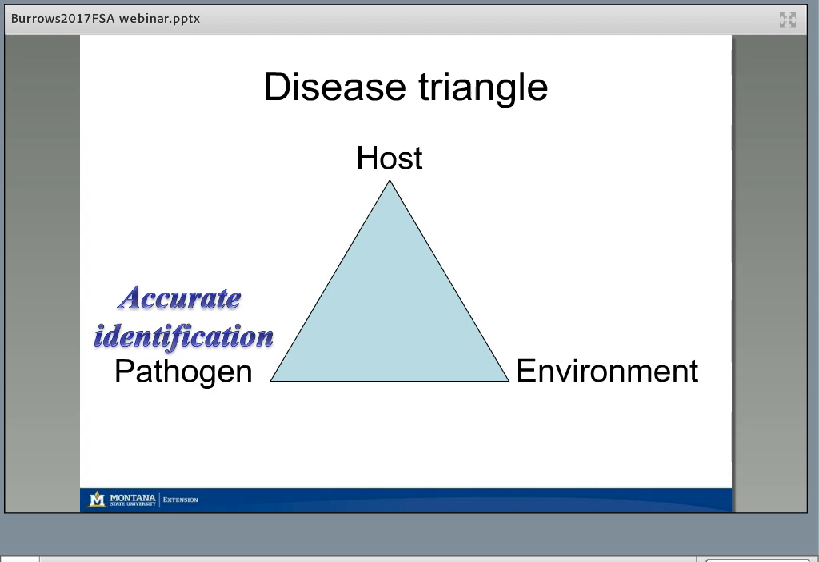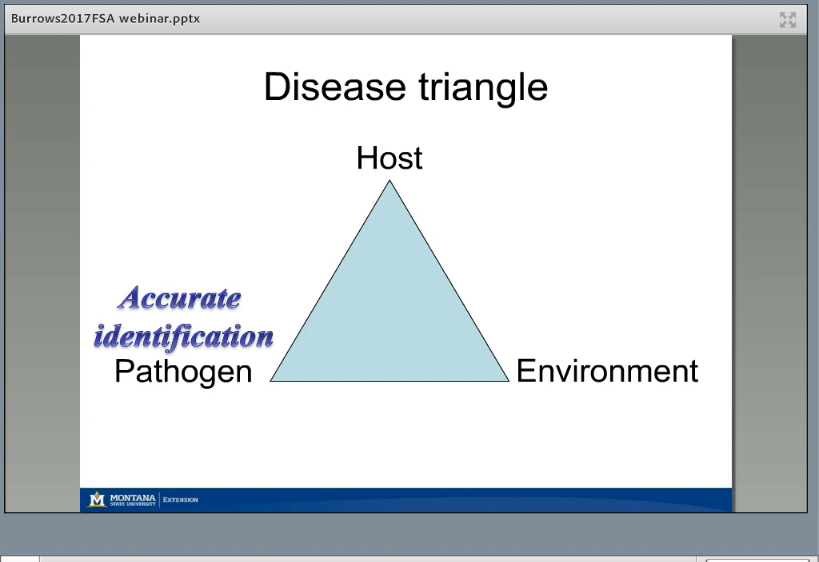So the host is obviously the plant that gets infected by the disease. The pathogen is the organism that infects the plant. So you obviously have to have a pathogen present in order to have a disease. And then the environment is the favorable environment. And so based on what disease it is, what weather conditions or situations like relative humidity or temperature would favor the disease.